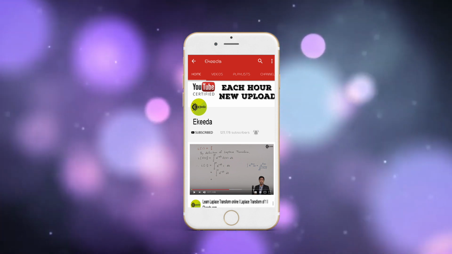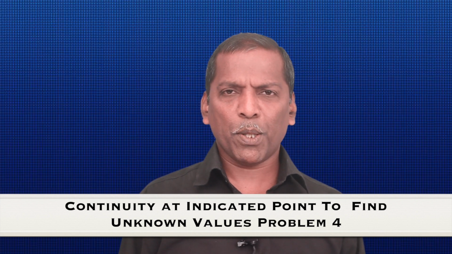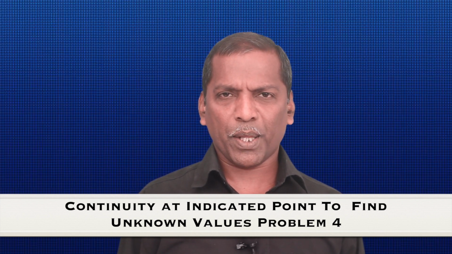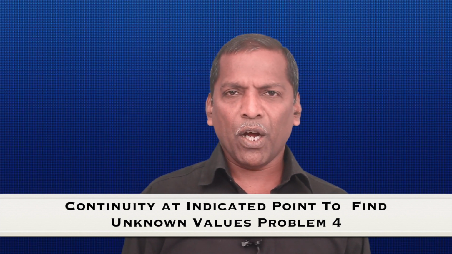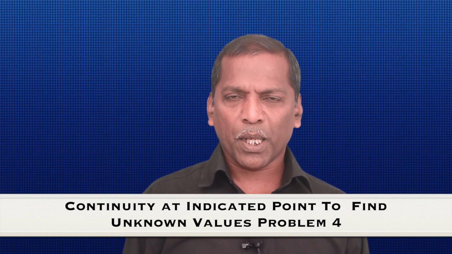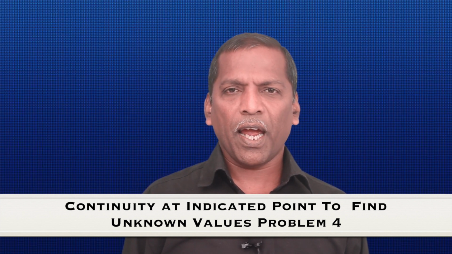Hello friends, we will learn about the problems of continuity. In this problem, the given function f(x) and its derivative f'(x) are continuous at x equal to pi by 6, and we have to find the values of unknown a and b.